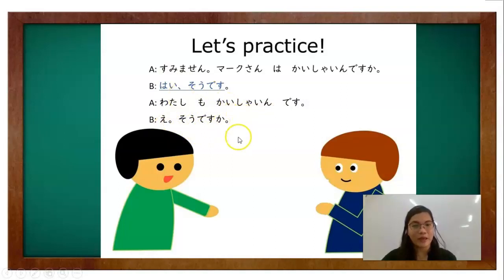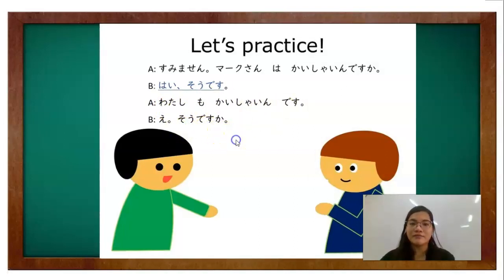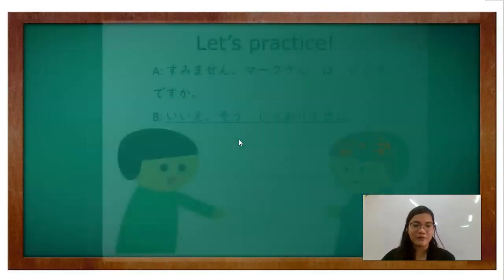Okay, good job for that. How about this time? Let's switch role. You will be A and I will be B. Okay, 3, 2, 1, go. Hai, so desu. So desu ka? Okay, so good job for that.